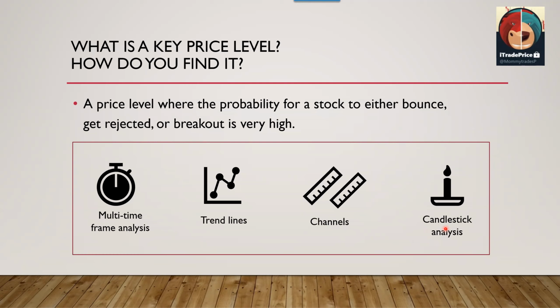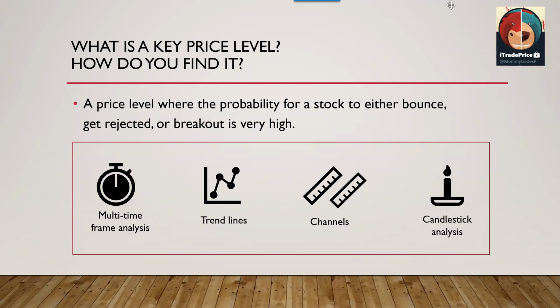Does the channel also meet a candlestick congestion zone, something like that? So you have to have those things working for you. You have to have that consistent methodology to come up with the key price level. Only then will you have these high probability areas where the price is likely to bounce from or get rejected from, right? That thing is very, very important when you come up with these price levels.